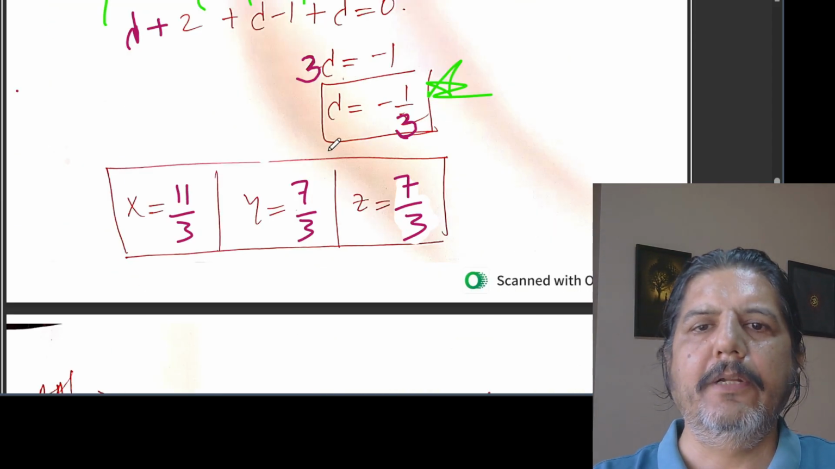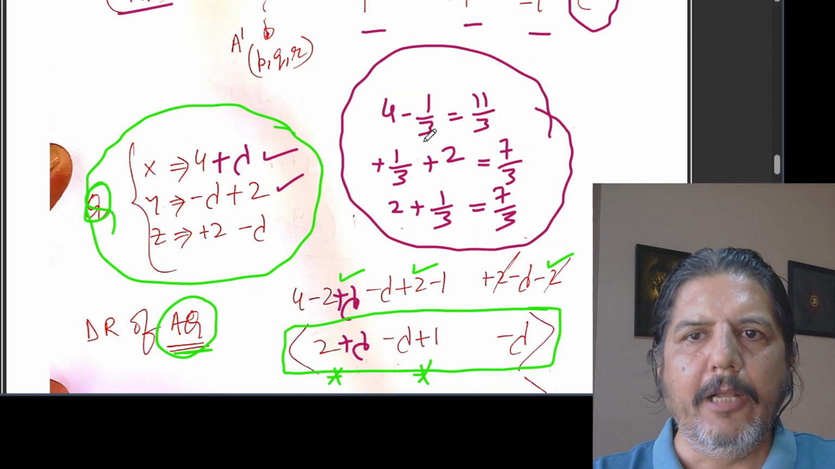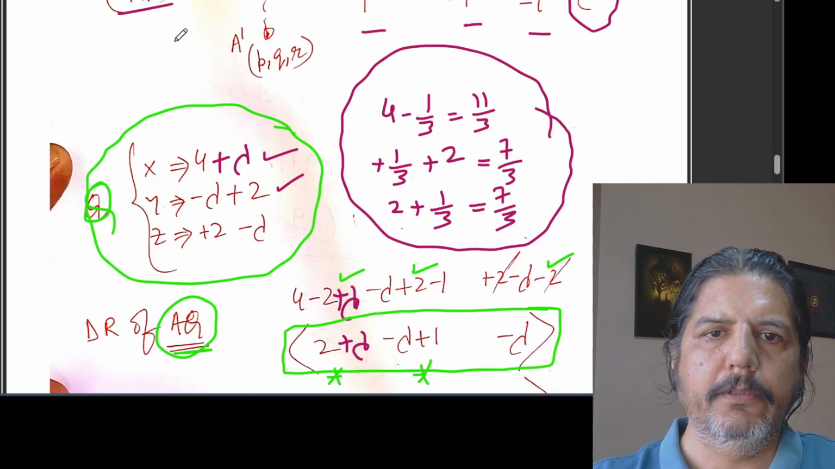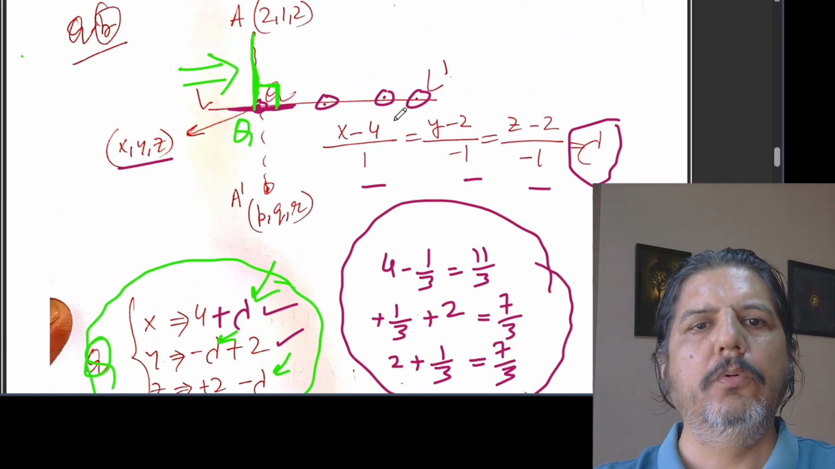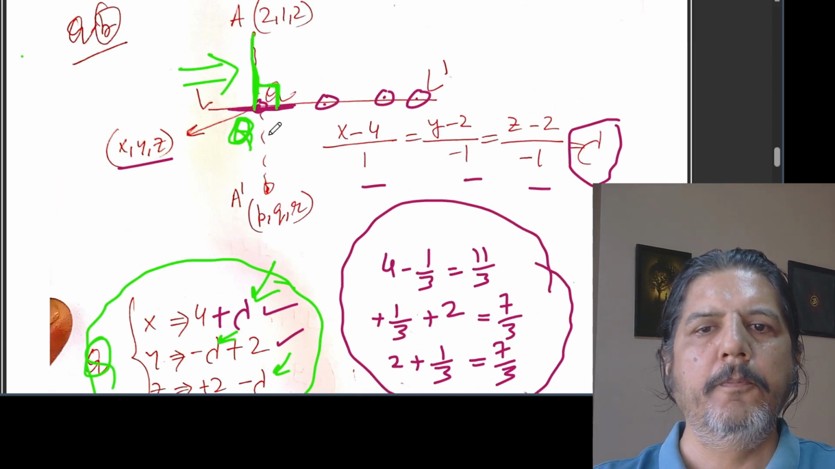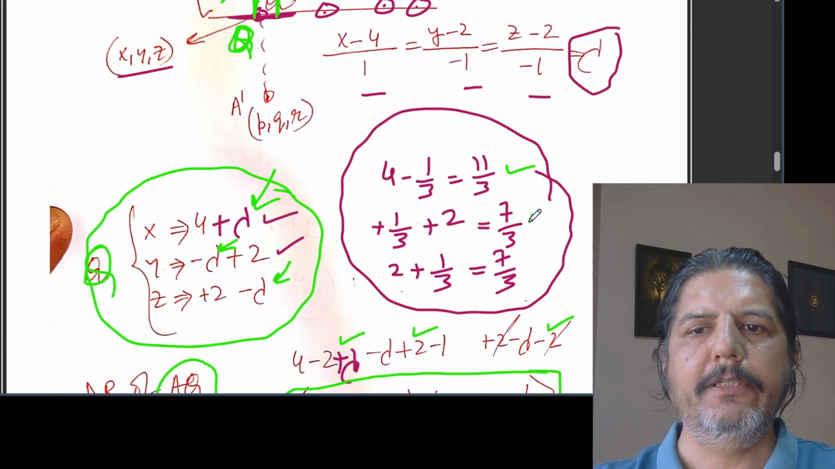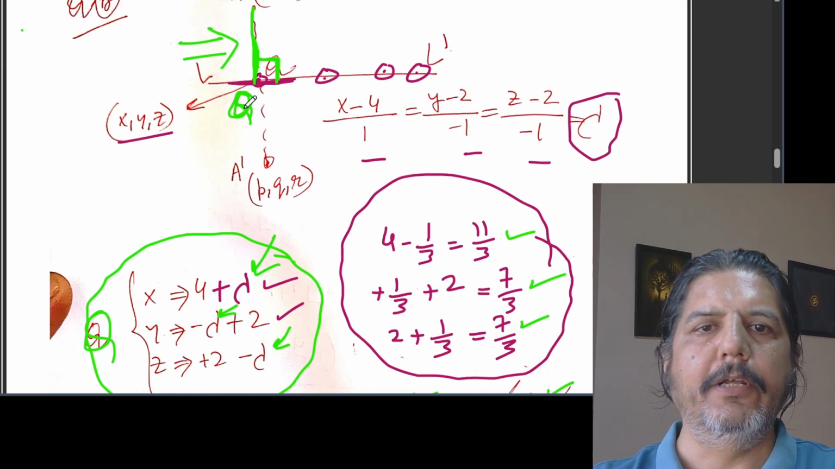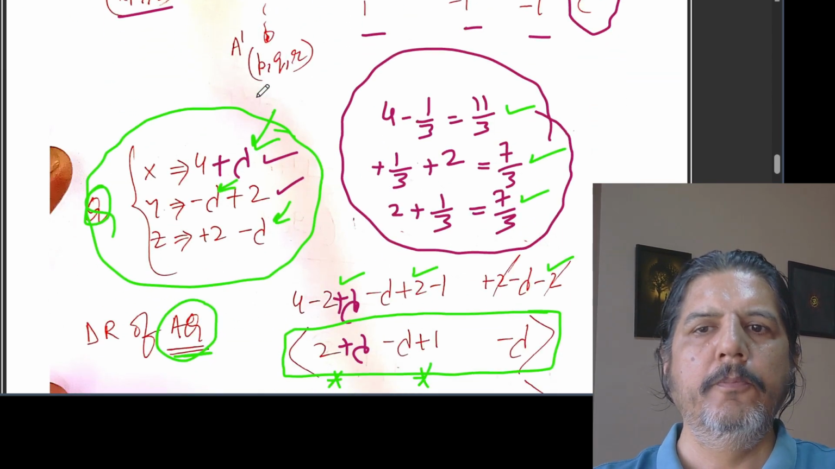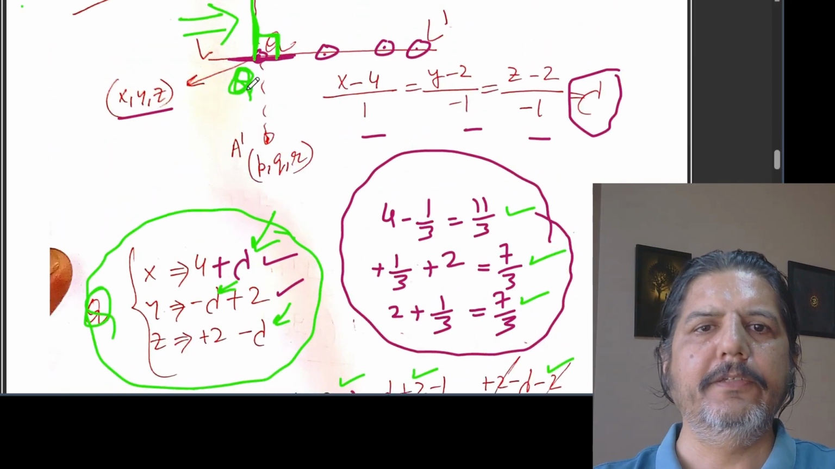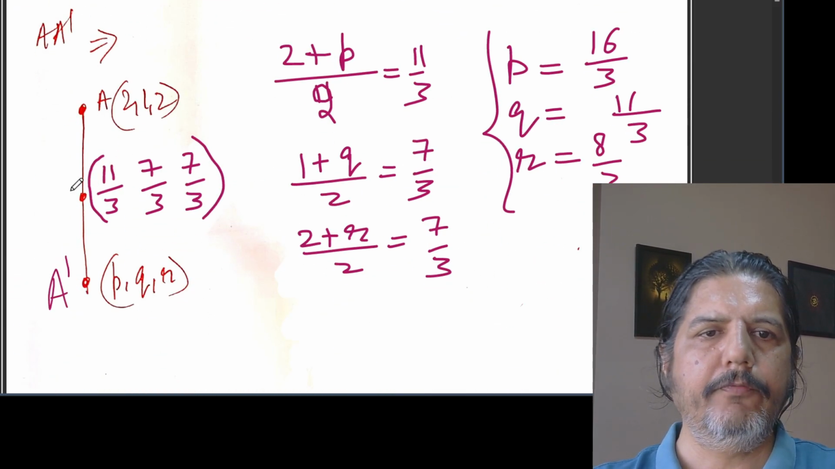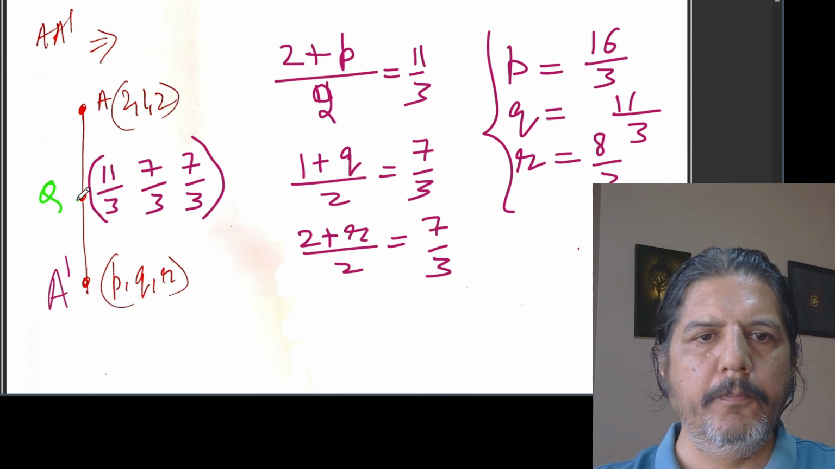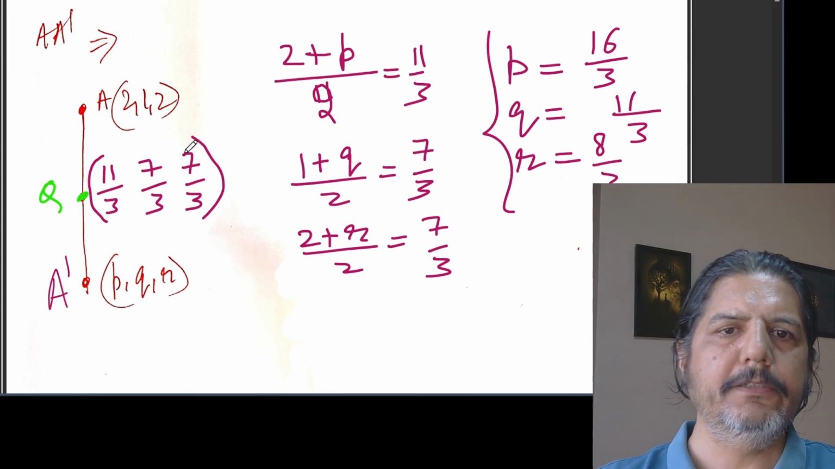Using lambda equal to minus 1 by 3, I put this value here so that I get the point Q. When I put the values in, the point Q is 11 by 3, 7 by 3 and 7 by 3. So finally, I have found this point Q.